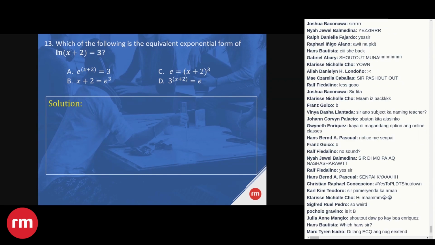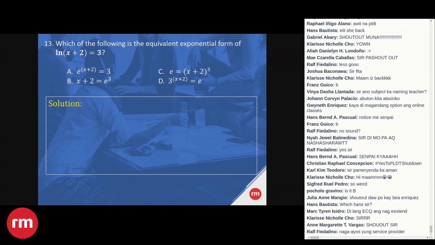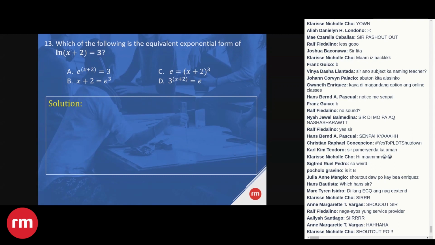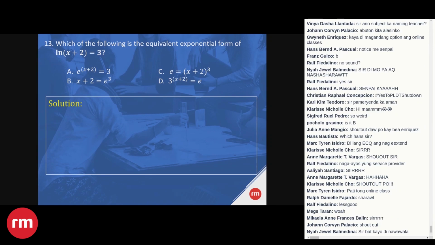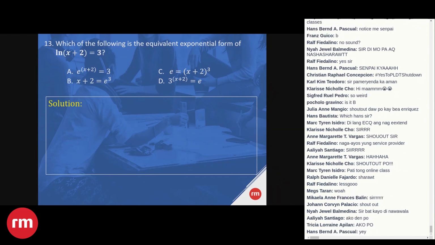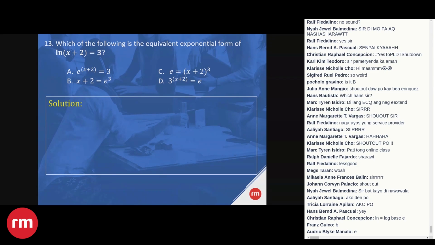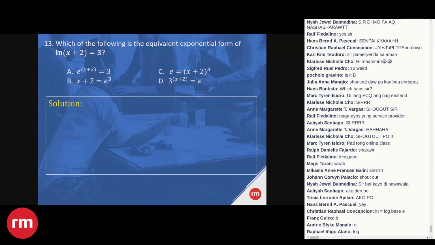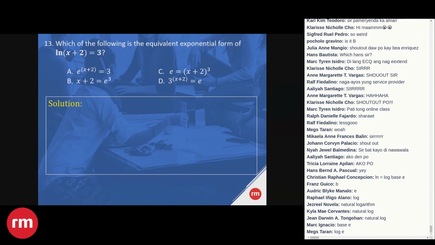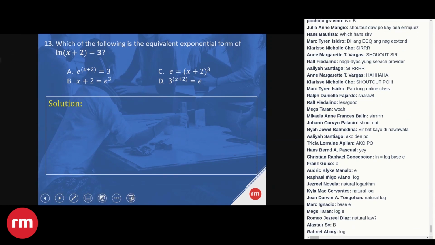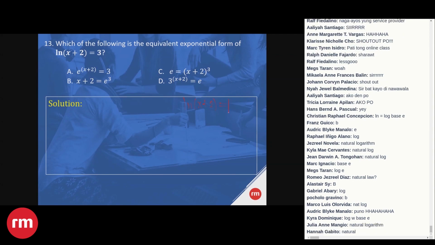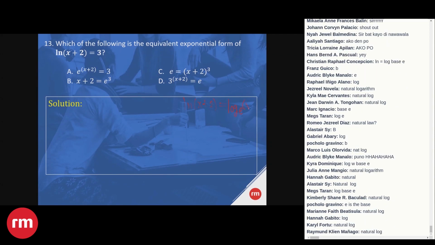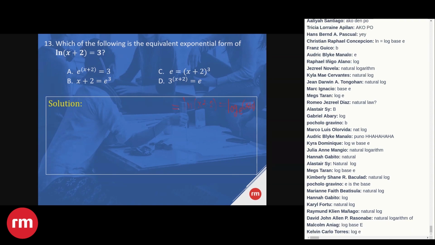So let's have number 3, another transformation exercise. However, ang problem dito ay ln. So, ano ibig sabihin ng ln? So anyone? What do you mean by ln? Tama. So it's logarithm to the base e, where e is your Euler's number. It's approximately 2.7172. So pag sinabi mong ln of x plus 2, ang ibig sabihin nito ay logarithm to the base e of x plus 2.